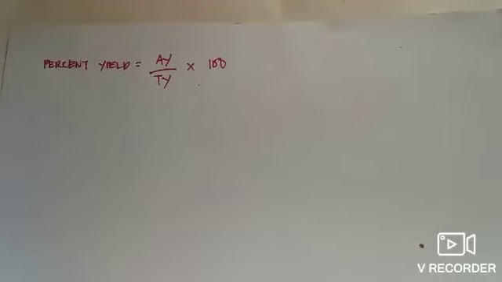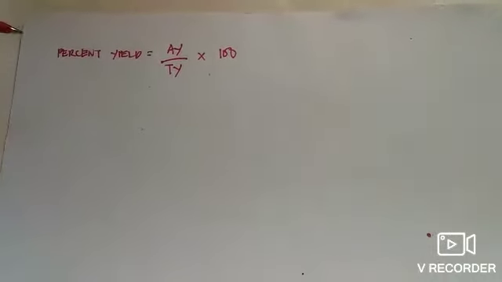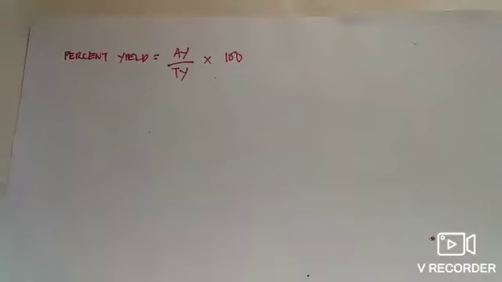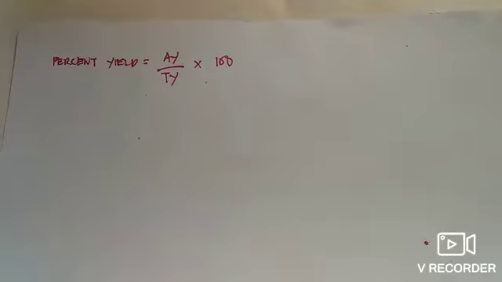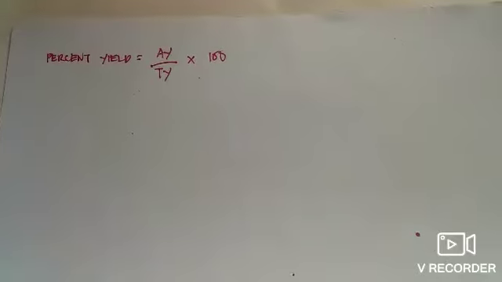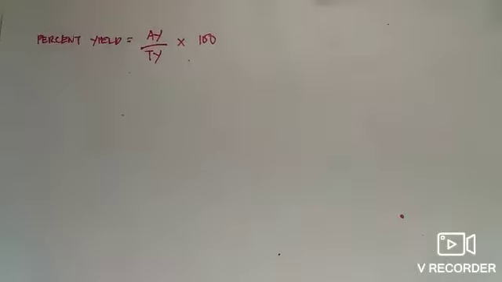To fully understand the lesson, remember the formula of the percent yield. Percent yield is equal to the actual yield over the theoretical yield times 100. Before we obtain the percent yield, we are going to have different calculations: identifying the molar mass, the limiting reactants, and the excess reactants. So we have our sample problem.